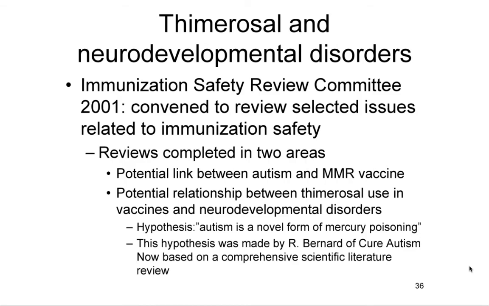The hypothesis, a very controversial hypothesis, was that autism is a novel form of mercury poisoning. This hypothesis was made by R. Bernard of Cure Autism Now, based on a comprehensive scientific literature review. However, this was discredited and has been found not to be scientifically valid.